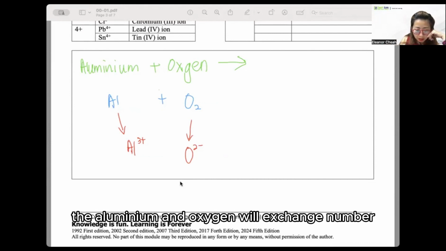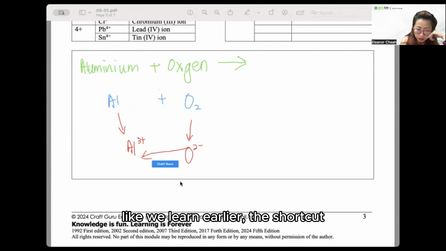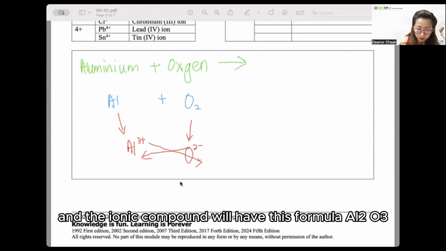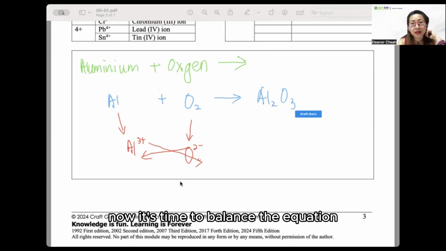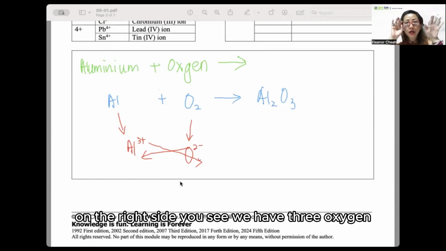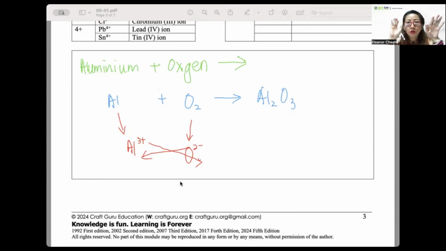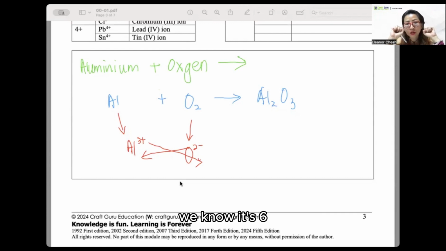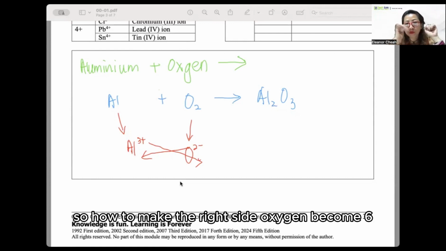So the aluminium and oxygen will exchange numbers like we learned earlier, the shortcut. And the ionic compound will have this formula, Al2O3. Now it's time to balance the equation. On the right side, you see we have 3 oxygen. On the left side, we have 2 only. So what is the common factor of 2 and 3? We know it's 6.